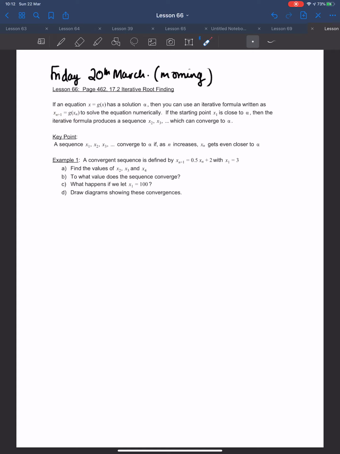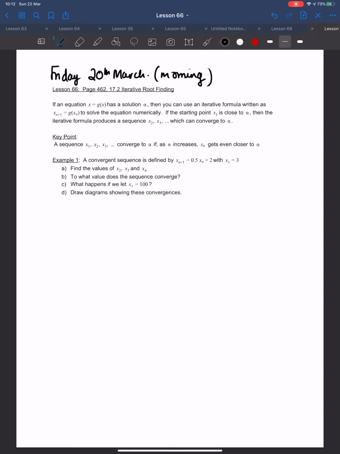You go round and you'll get a sequence x2, x3, etc., and they will converge to alpha if the starting point is a sensible one, close to alpha. Okay, so a sequence converges to alpha if, as n increases, x_n gets closer to alpha. This will become clearer with this example.